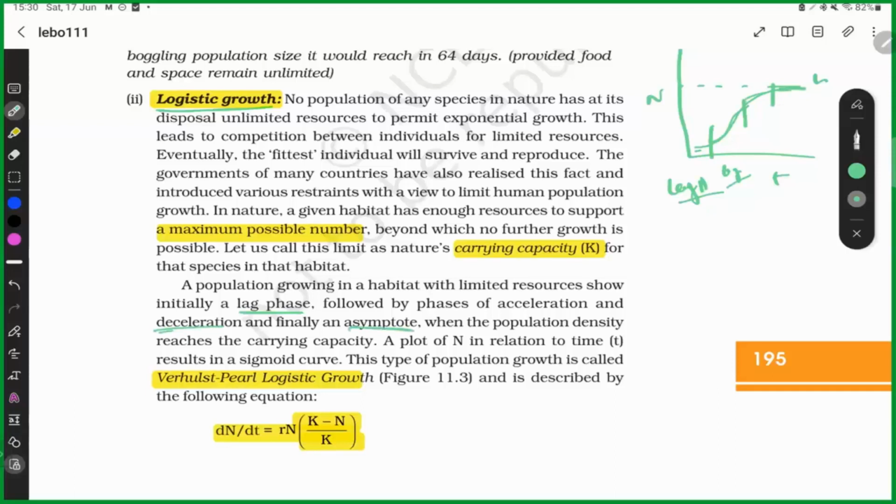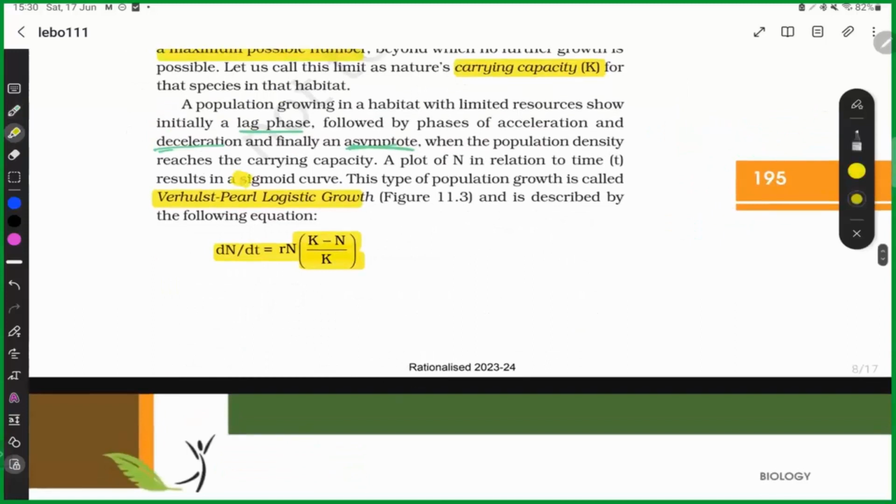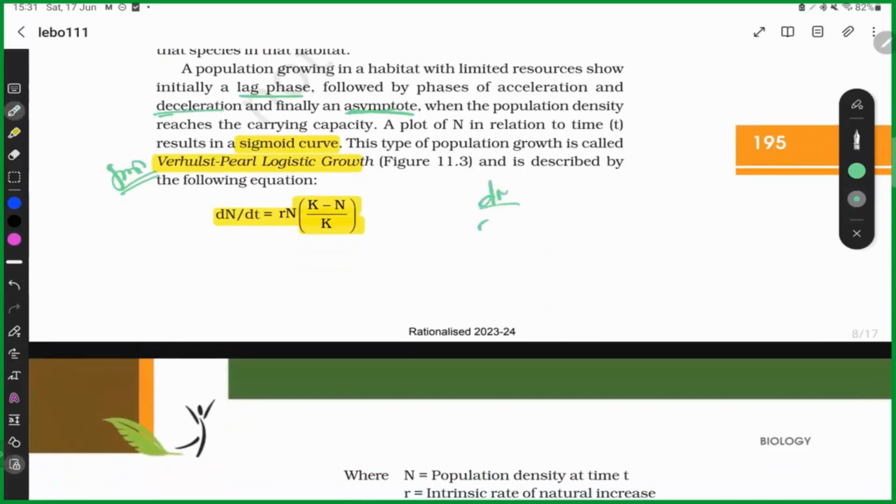Plateau phase means when the resources are limited. Logistic growth curve means the resources are limited. It is natural, no? Resources are limited in our nature. It is a sigmoid curve, and it is known as the Verhulst-Pearl logistic growth curve. It is important. What is the mathematical equation? dN by dt is equal to rN times (K minus N) by K, where K is the carrying capacity and N is the density.